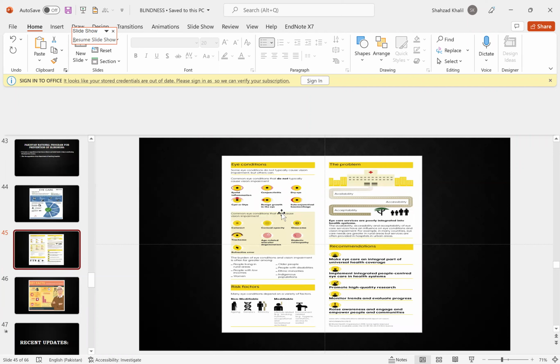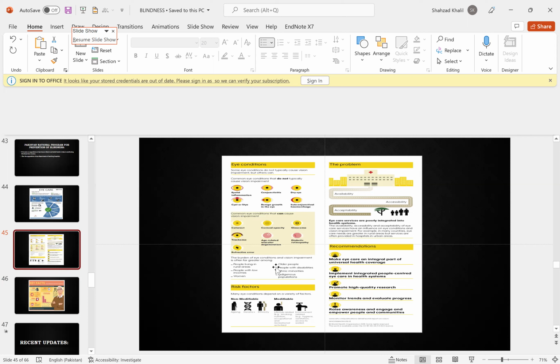So these are the eye conditions. Some eye conditions do not typically cause vision impairment. Others can. The common ones which do not are eyelid inflammation, cyst, conjunctivitis, benign growth, dry eye, and subconjunctival hemorrhage. And some of the eye conditions which can cause visual impairment are cataract, corneal opacity, glaucoma, trachoma, age-related macular degeneration, diabetic retinopathy, and refractive error. These are the most common causes of it.